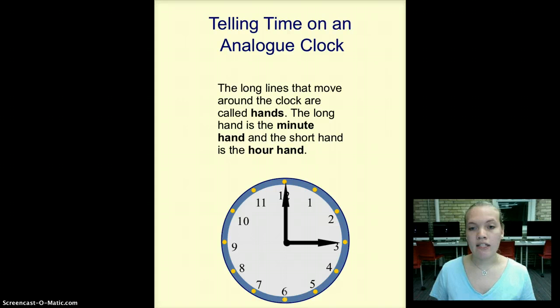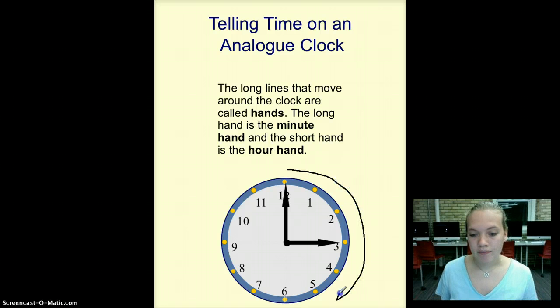Now I'm going to teach you how to tell time using an analog clock. Now this is a little bit harder, but I know that you all can do it. So listen closely. The first thing we need to know here is that these two long lines, or arrows, are called hands. They move around the clock in this direction. The long hand here is called the minute hand, and we look at this to know what the minute is. The short hand over here is the hour hand, and we look where this is pointing to determine what the hour is.